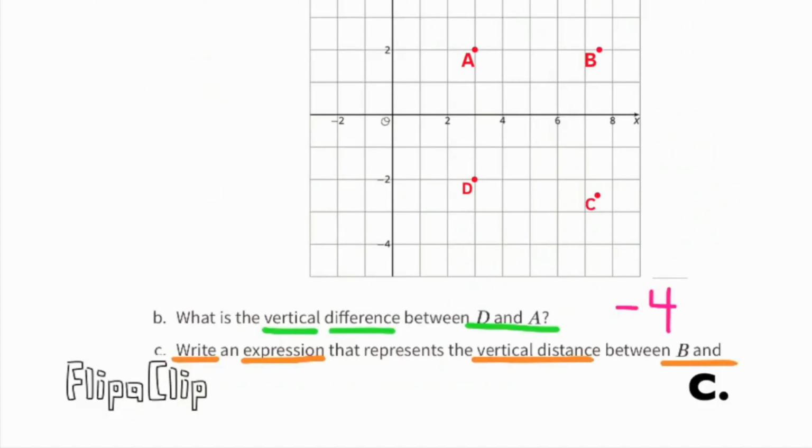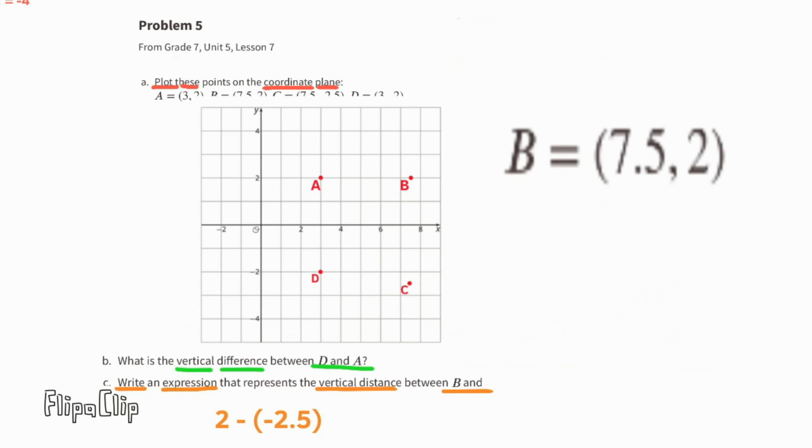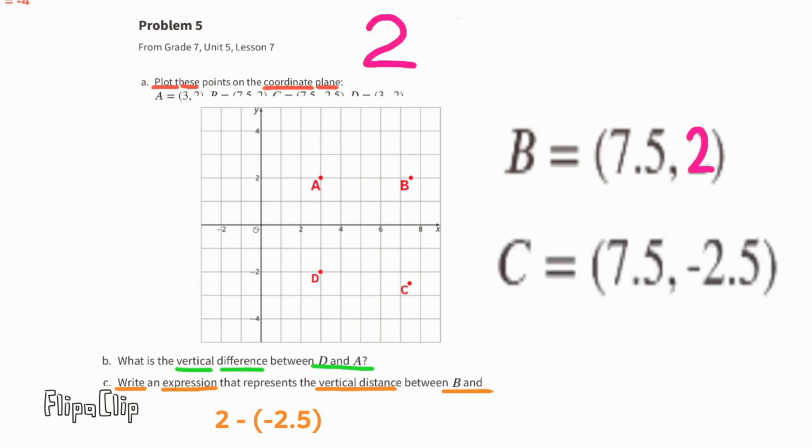C. Write an expression that represents the vertical distance between point B and point C. The y value for point B is 2, and we're finding the vertical difference between point B and point C. So that means that this is going to be a subtraction problem. So the y value for B, which is 2, minus the y value for C, which is negative 2.5. So the expression would be 2 minus negative 2.5.